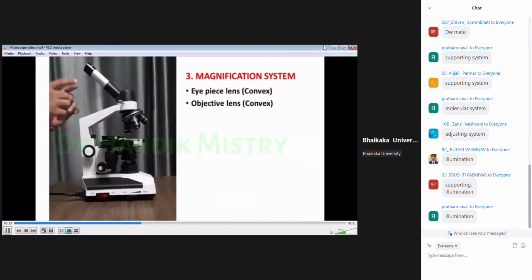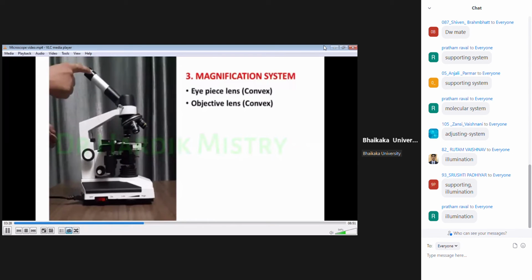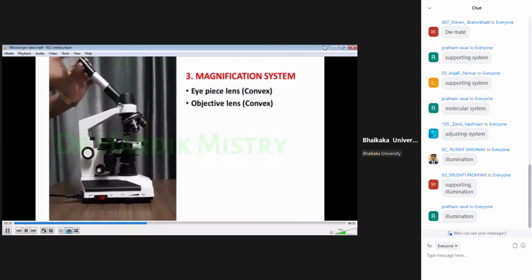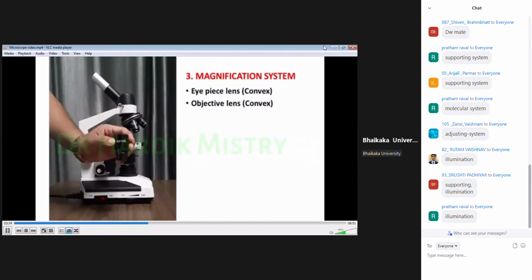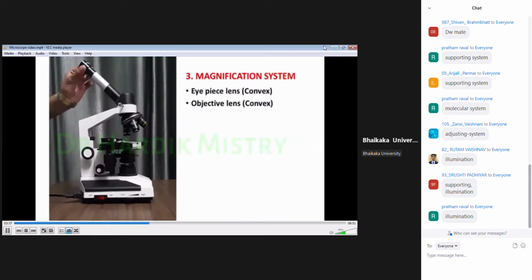Magnification system. Inside the magnification system, there are two convex lenses present. Here is the eyepiece lens, and here is the objective lens. Here we are using an eyepiece lens of 10x power, and in the objective lens there are three types we are using: 10x, 40 or 45x, and 100x.